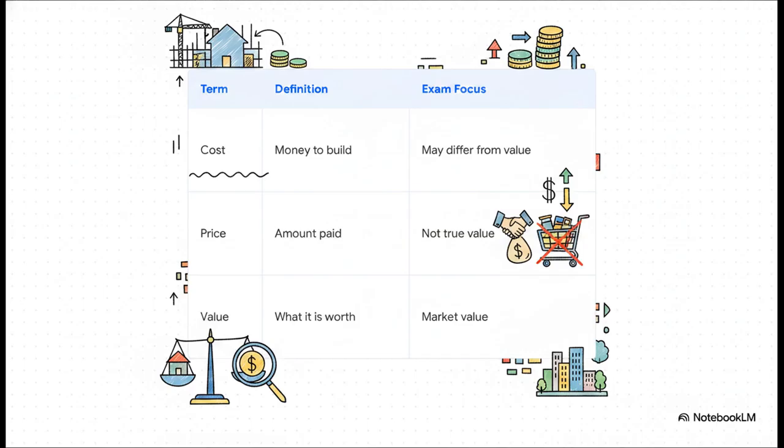Then you have price. That's the actual dollar amount someone paid. They might have gotten a massive steal or they might have totally overpaid, so price doesn't necessarily equal true value either. And that brings us to value, what the property is actually worth. For appraisers, we're usually talking about market value, which is what a property should sell for under totally normal conditions.